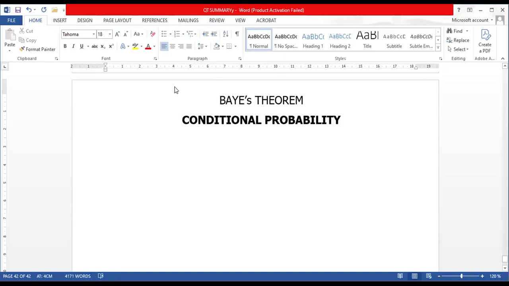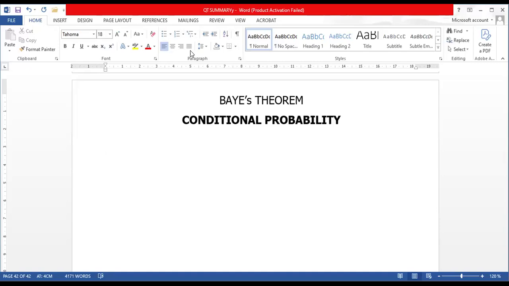It's up to you to analyze the question. You analyze the question, then see whether you're going to apply this concept. They are not going to tell you directly that this is conditional probability. But some questions can be specific that you use Bayes theorem. But what is conditional probability?